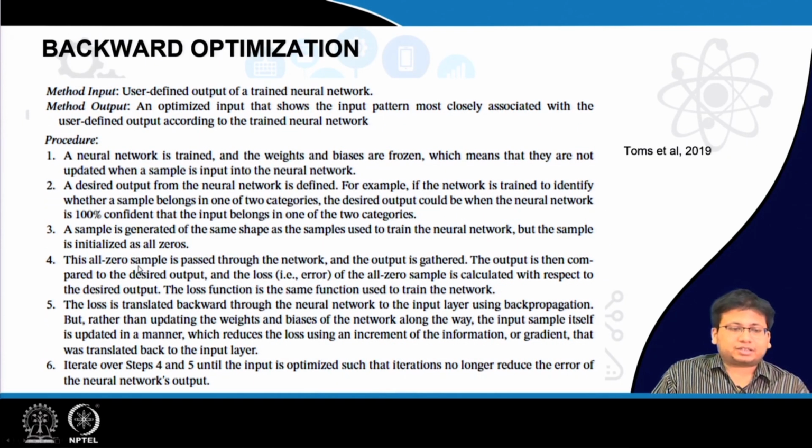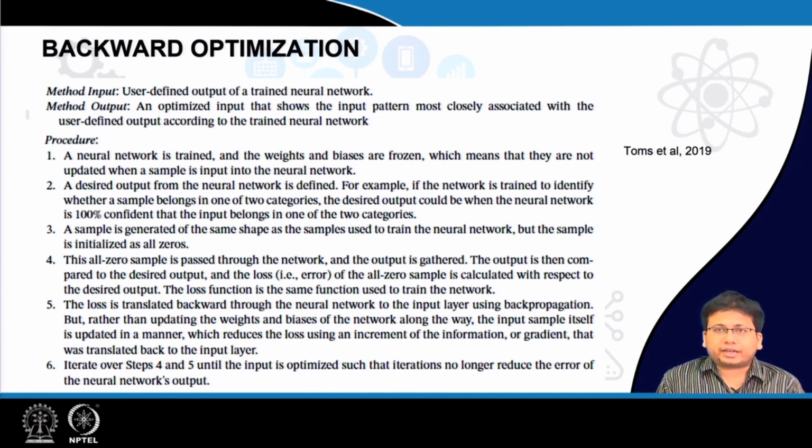Let us first understand these 2 methods, backward optimization and layer-wise relevance propagation. So, backward optimization. The method input is a user defined output of a trained neural network. So, we have a neural network and let us begin with an output. Let us say the neural network predicts the class levels, and for a particular task the possible outputs are class A, class B and class C. Let us say for example we focus on class A.